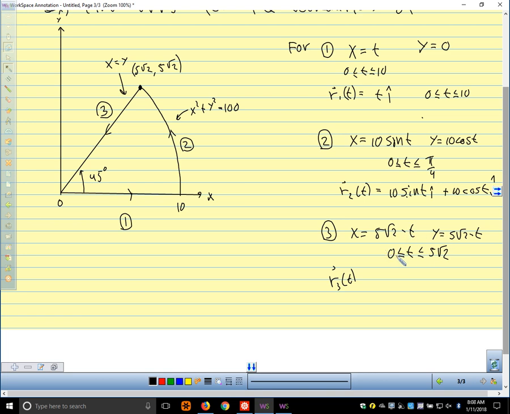Since we're subtracting, when t is 0, x is 5 square root 2, y is 5 square root 2, right? So we'd be here. And then when t is 5 square root 2, we'd be at 0. So we'd start here and go, subtracting. Oh, you thought I'd added? Yeah, if I'd added, then I needed to do what you said.